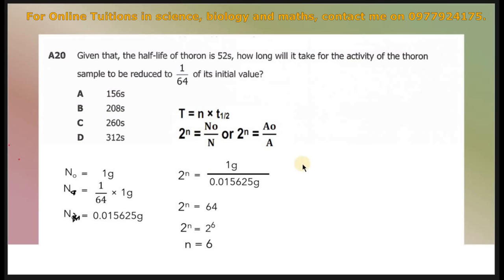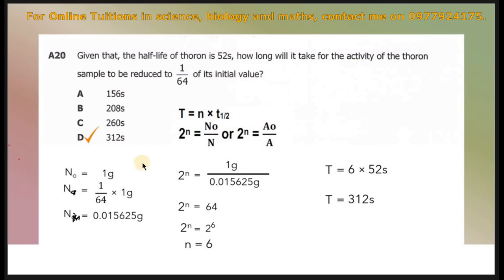So after finding N, we substitute now to find the total. So total time is equal to N, which is 6 here, times the half-life, T half, which is 52. Then after you multiply that, you get 312 seconds, which means the answer is still the same. Okay, so section A, done.